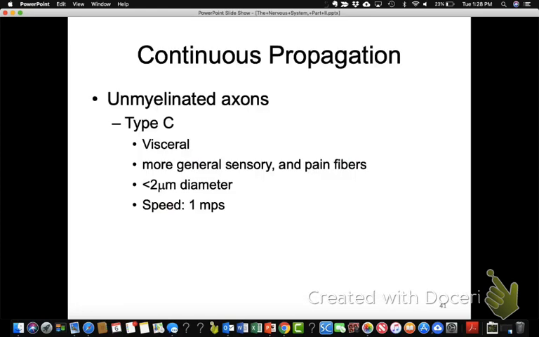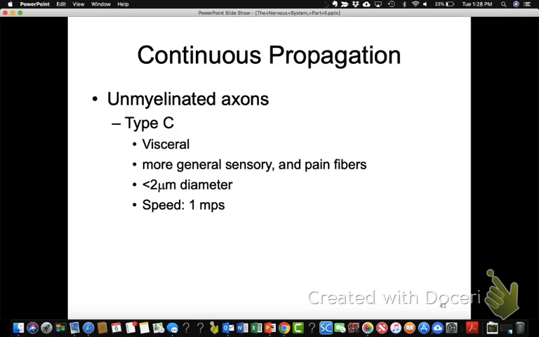All right, so it turns out that not all axons are the same. Some of them are unmyelinated. We should have already known that. These tend to be pretty small, very small diameter, and they're usually associated with visceral pathways, that is from your internal organs, or general sensory or pain fibers.